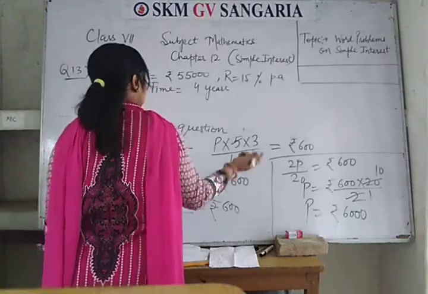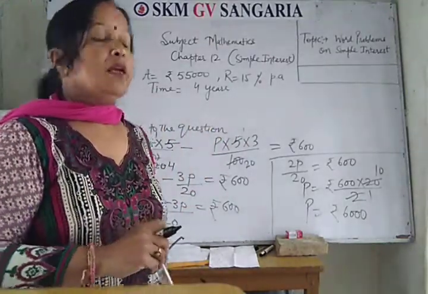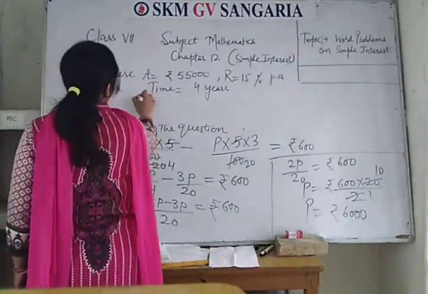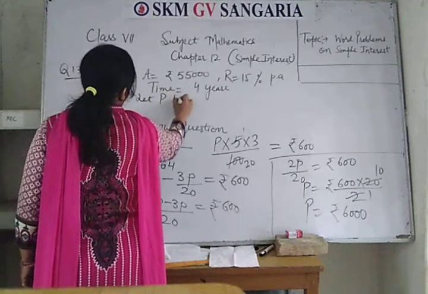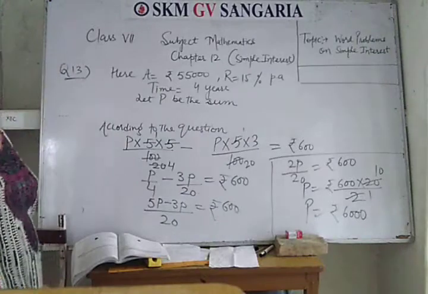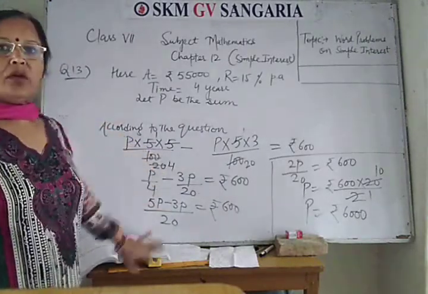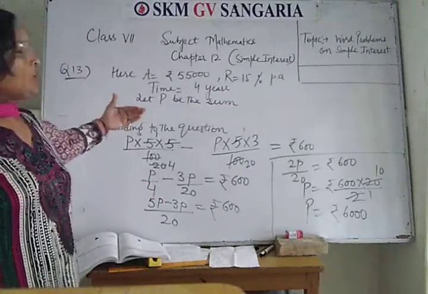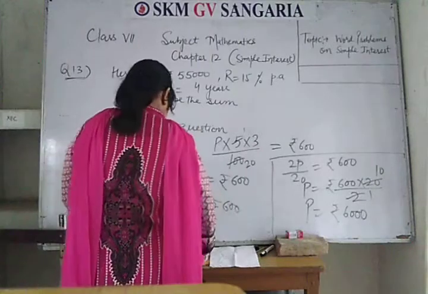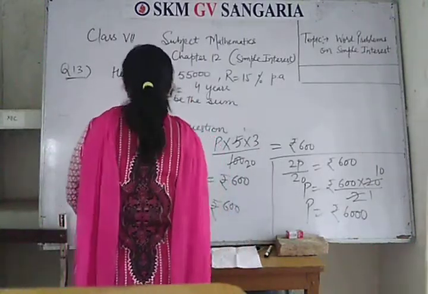So we don't know here the sum P. So let it be P. Okay, we don't know the sum. So let P be the sum. Please note down along with me because I need space for solving this question. So you can solve along with me. Let P be the sum. So amount, you know what is amount?